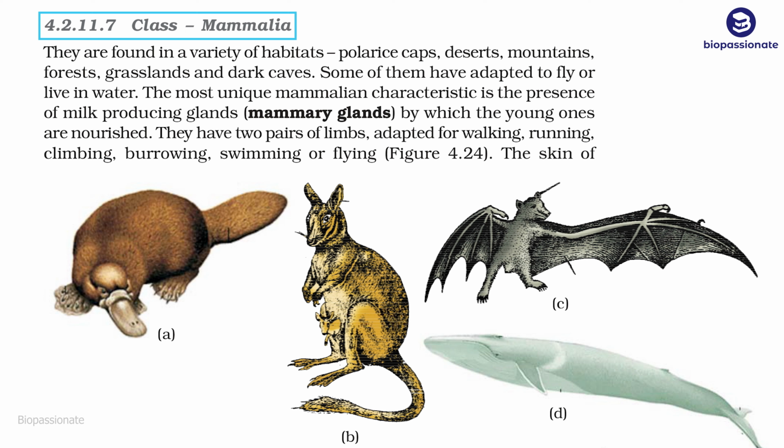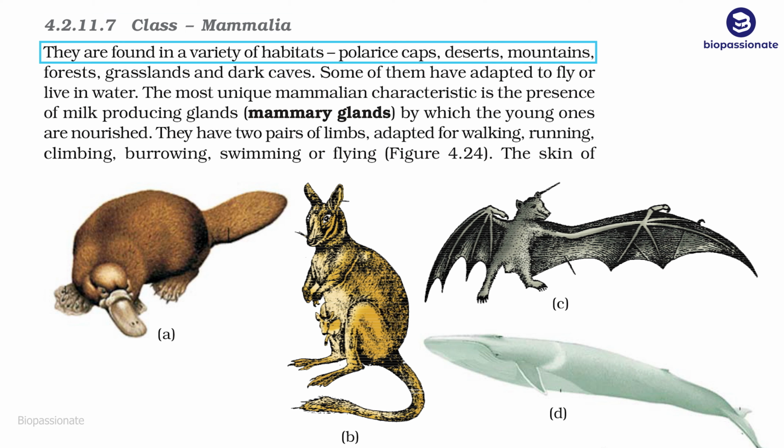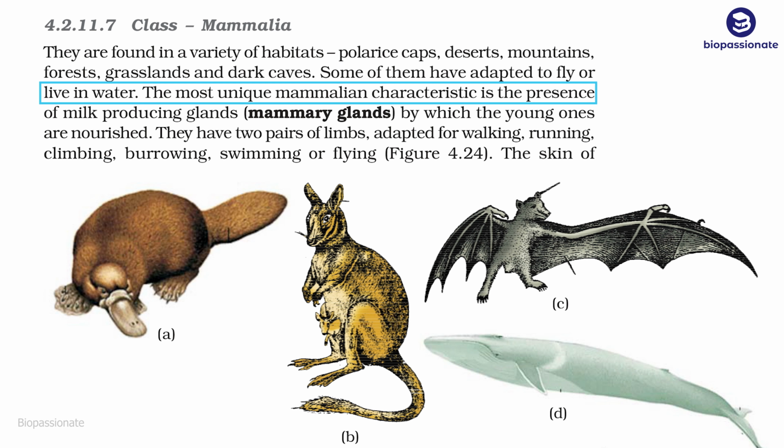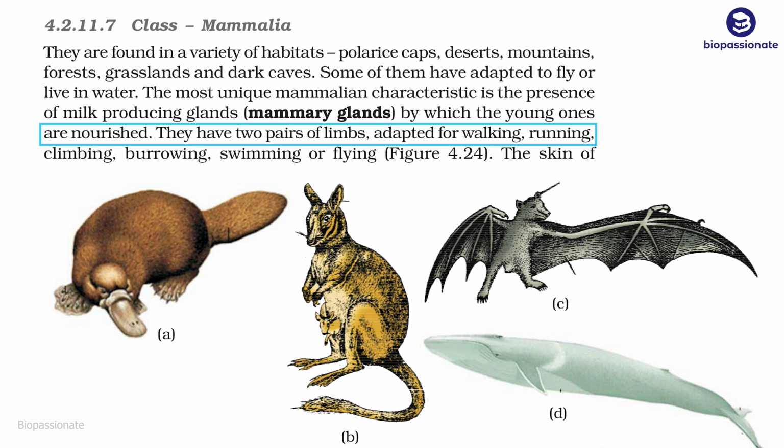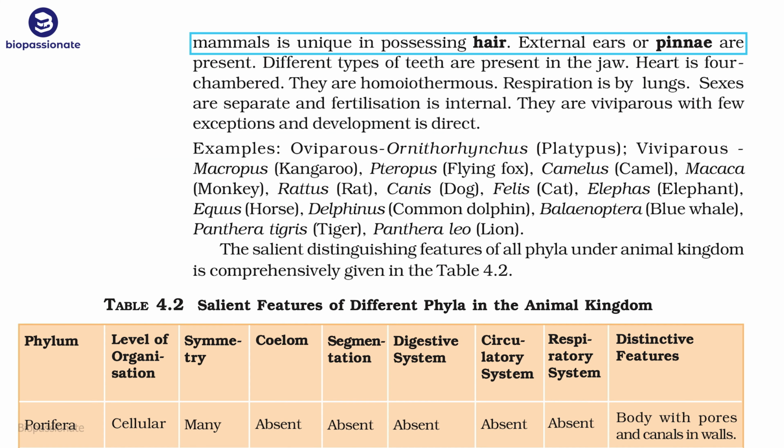4.2.11.7, class Mammalia. They are found in a variety of habitats: polar ice caps, deserts, mountains, forests, grasslands, and dark caves. Some of them have adapted to fly or live in water. The most unique mammalian characteristic is the presence of milk-producing glands, mammary glands, by which the young ones are nourished. They have two pairs of limbs adapted for walking, running, climbing, burrowing, swimming, or flying. Figure 4.24. The skin of mammals is unique in possessing hair.